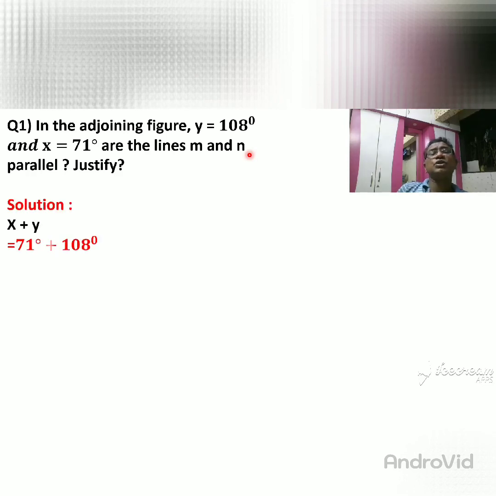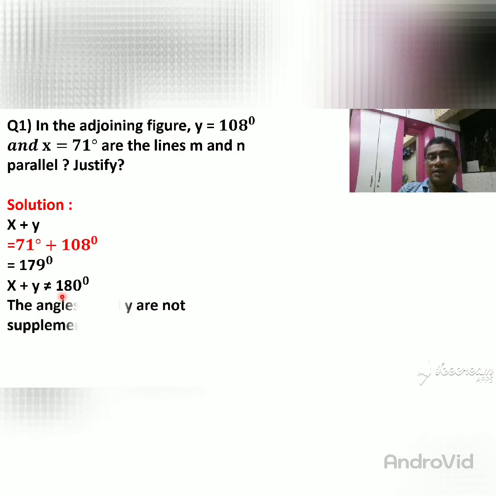So here the solution is given to you. We have x plus y. What is x? 71 degrees. What is y? 108 degrees. So when you sum them, you get 179. So x plus y is not equal to 180 degrees. So x and y are not supplementary. Not equal to 180 degrees means they are not supplementary.